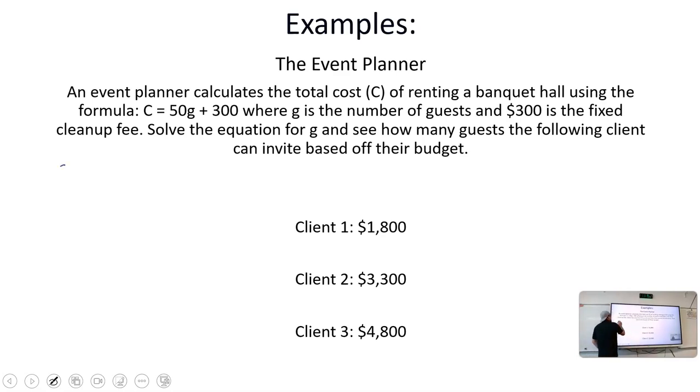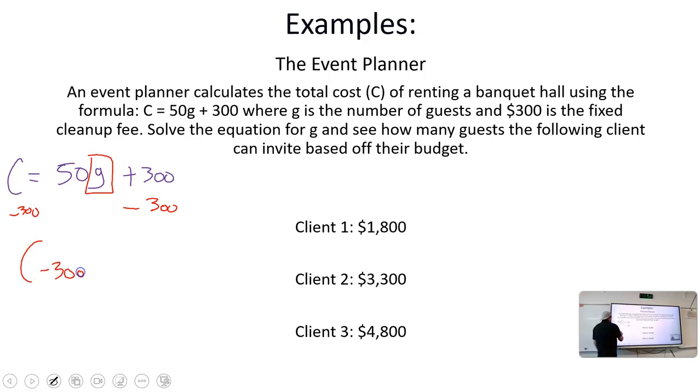All right, so we got 50G, so C equals 50G plus 300. And we want to solve for G because we want to know how many guests we can invite if we have a certain budget. So first thing we're going to do is we're going to minus 300 from both sides. So I get the cost minus 300 equals $50 per guest.